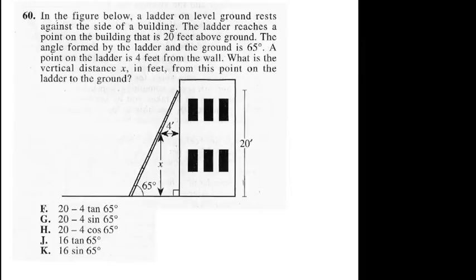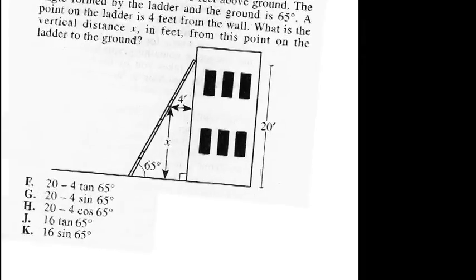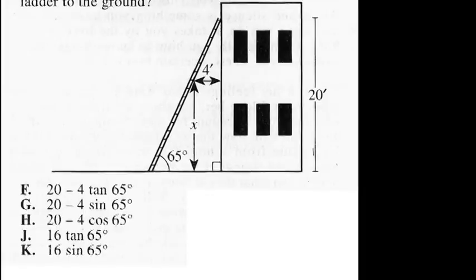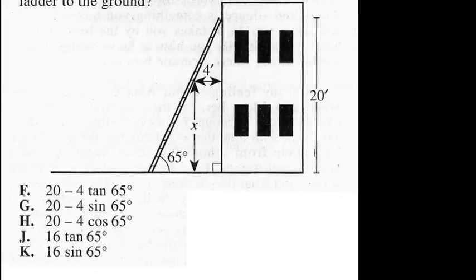So we're going to sort of blow this up a little bit so we can see what we're looking for. First of all, they are wanting us to get x, which is this distance up to here. Well, we know the total distance is 20 feet. We need this distance right here. So if we look at this, the angle 65 degrees is going to be the same here as it is here.